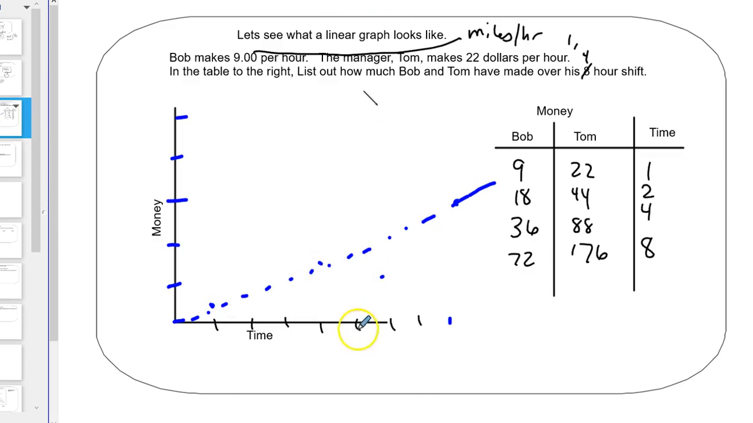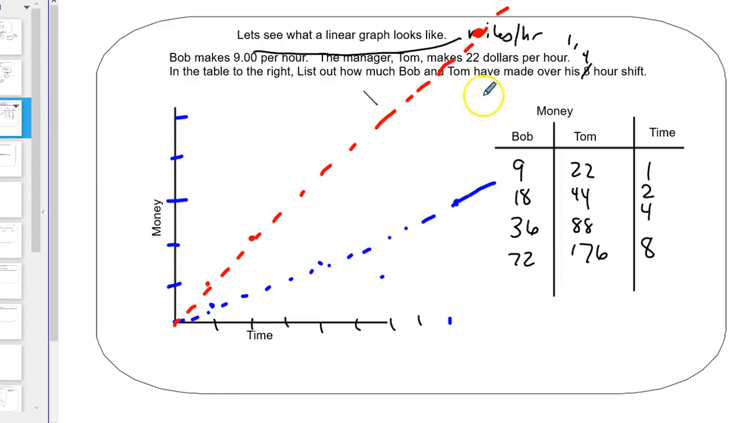So let's go with orange here for Tom. So Tom makes 22, so he's a little bit above this guy here, so it's going to be right there. And then he's doing 44, would be right here, and then eventually at 8 hours he'd be up here, okay, and it's going to be just trucking along like so. All right, do the best I can to keep that straight.